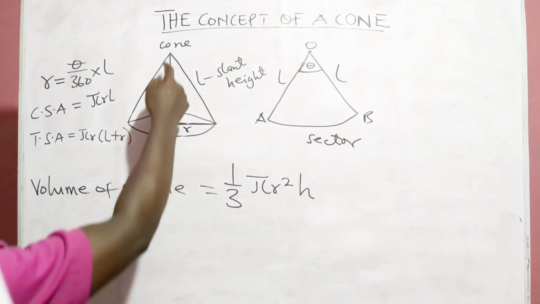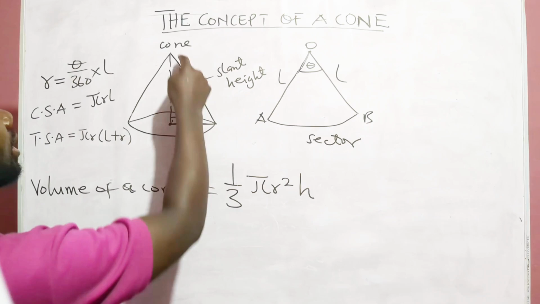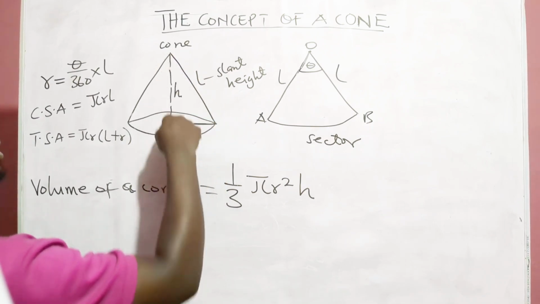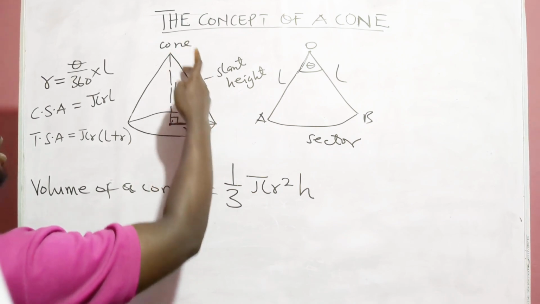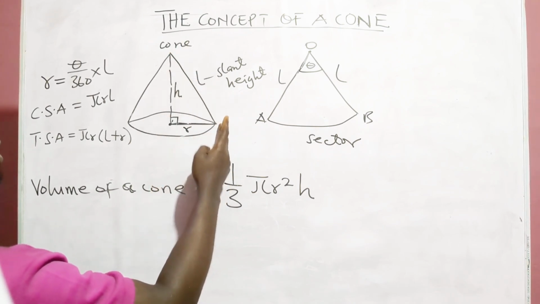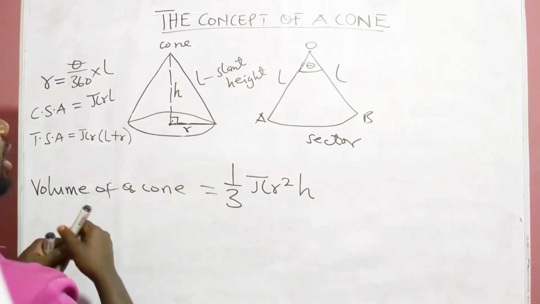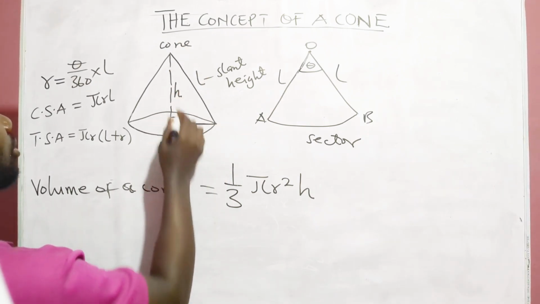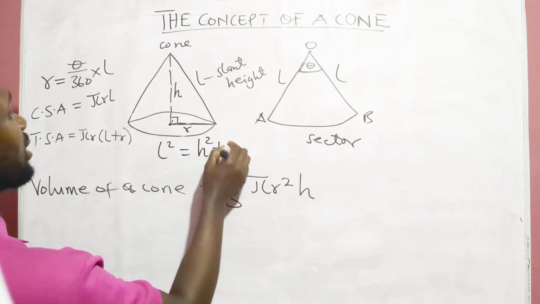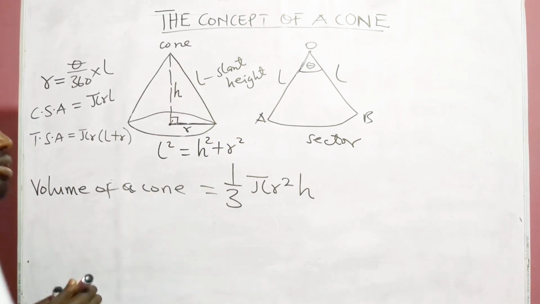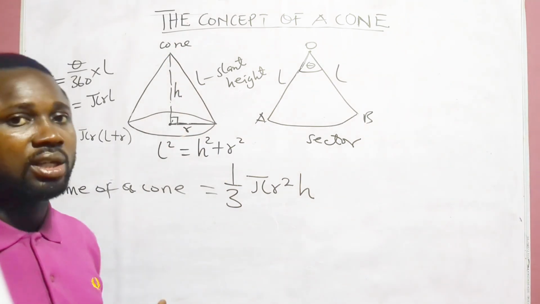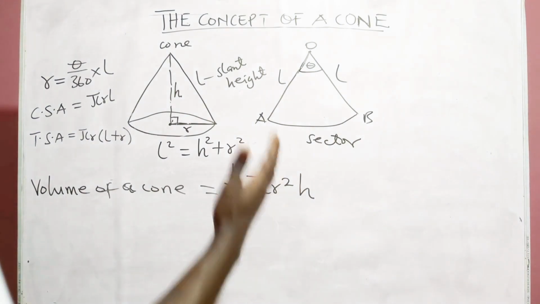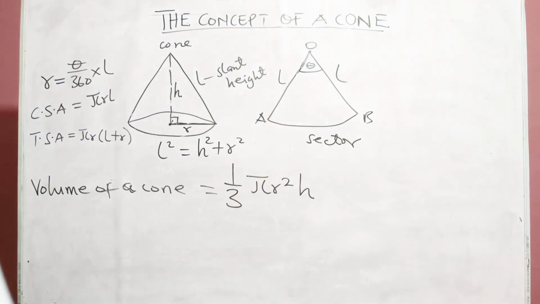When you want to calculate, sometimes you can be given the radius and the slant height, and asked to calculate the height of the cone. That is, you apply the Pythagoras theorem. So this side becomes the hypotenuse. The hypotenuse squared, L square, will be equal to H square plus R square. That is what we can also say, because this is a right angle triangle. So this is all about a cone.